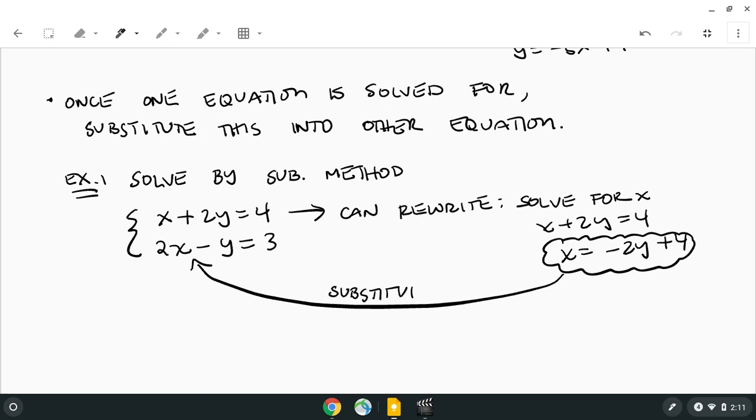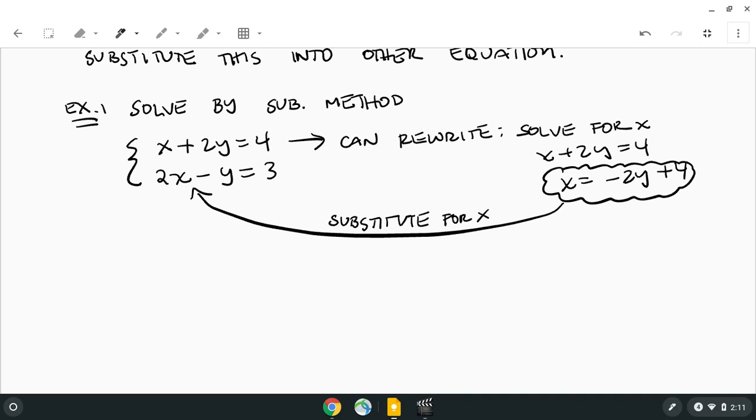So that's what we are doing here. We are going to substitute for x. Okay, so let's go ahead and write 2 times x, which is negative 2y plus 4. Okay, and then I can copy the rest of this down. Minus y equals 3. Okay, and so now I have an equation with only y's in it instead of x's and y's.